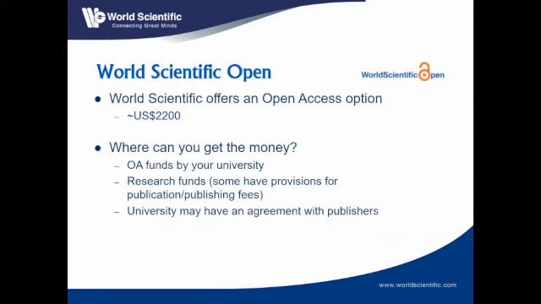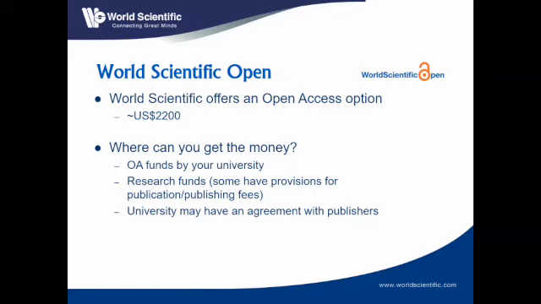So our company, World Scientific, offers an open access option. Almost all our journals, be it a gold OA journal or a hybrid journal, you can choose to publish your article under the open access model. Our article processing charge on average is $2,200 per article, regardless of the length of the article. So let's say your article is very long, we charge this. If it's short, we still charge the same. There's no difference between a long article or a short article.